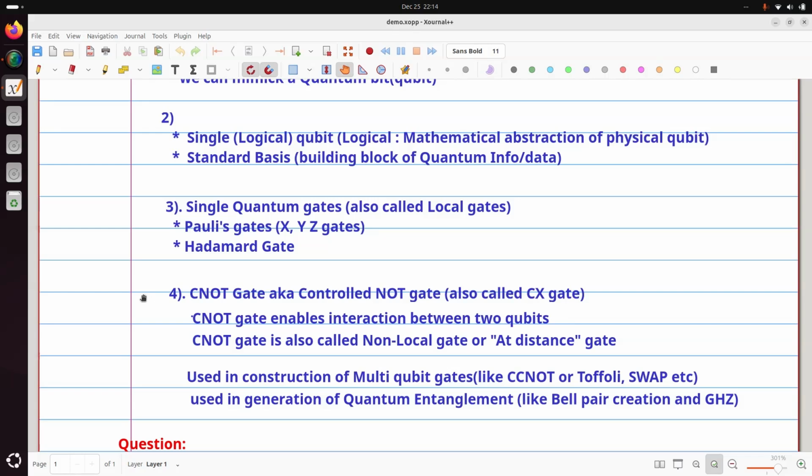This gate is used in the construction of multi-qubit gates like CCNOT, or controlled-controlled NOT, also called the Toffoli gate, and swap gates, and many more. It's widely used in the generation or creation of quantum entanglements like Bell pairs. It's also used in GHZ circuits.